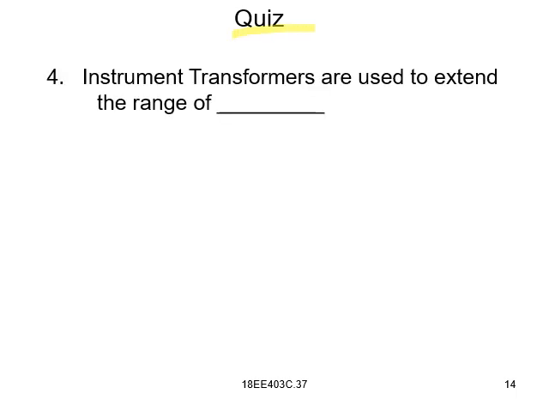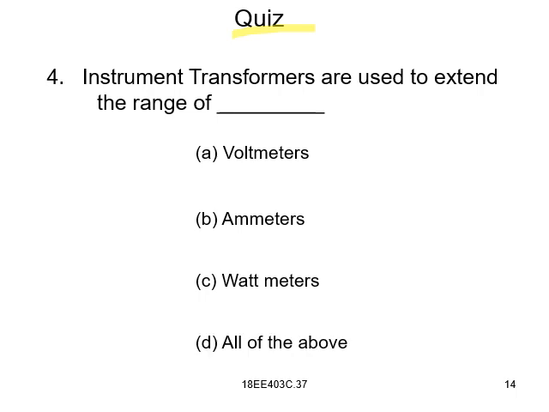The next question: instrument transformers are used to extend the range of. Actually, it's all the above. It is used to extend the range of voltmeters, ammeters, and wattmeters also. So all the above is right.